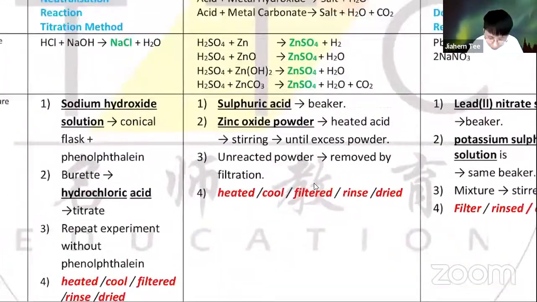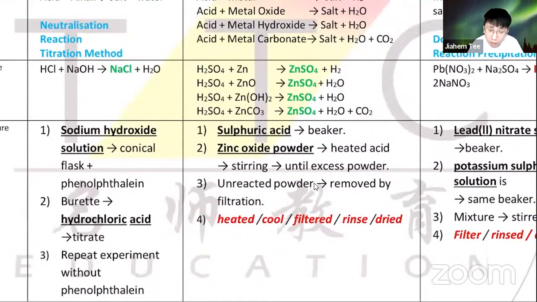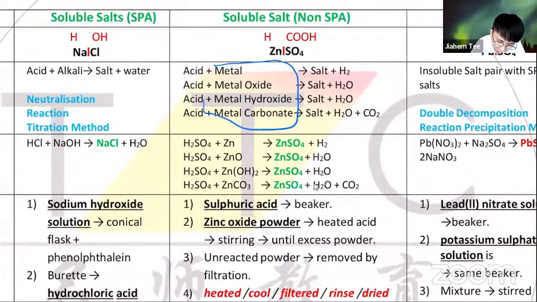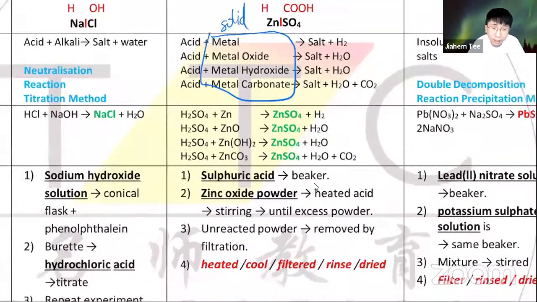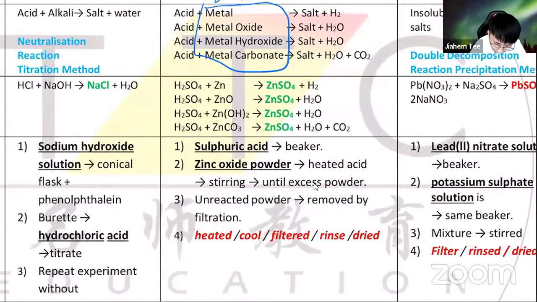Then definitely from here, there's one very important part that students always forget. When you do this experiment, you are adding all these four, which are all solid, usually in powder form. Then you add until excess powder. What does excess mean? It is to ensure that all the acid is fully reacted, because imagine this experiment. If it is acid plus metal, you are pouring metal into acid. Do you just pour one spatula or two spatula? No. You have to keep on adding your metal powder until the metal doesn't dissolve anymore.